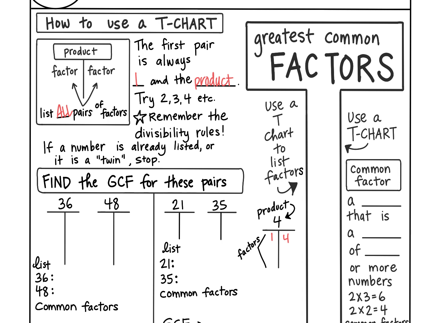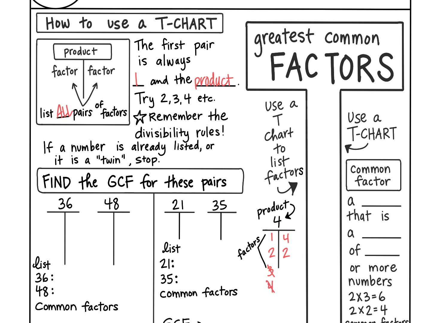Then I'm going to go to 2. 2 times 2. If I listed 3, is there a number I can multiply by 3 that equals 4? No, so that one's not going to work. What if I did 4? Well, it's already listed, right? So that's where it's repeating, and I don't need to do it again.